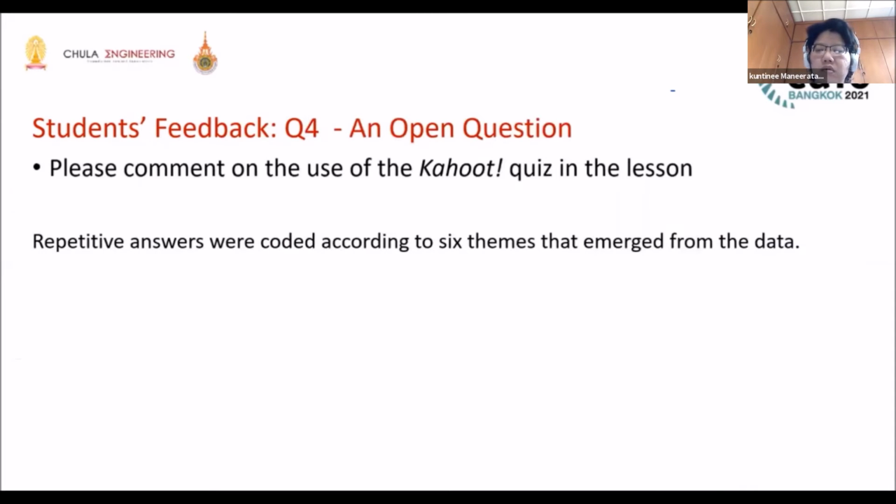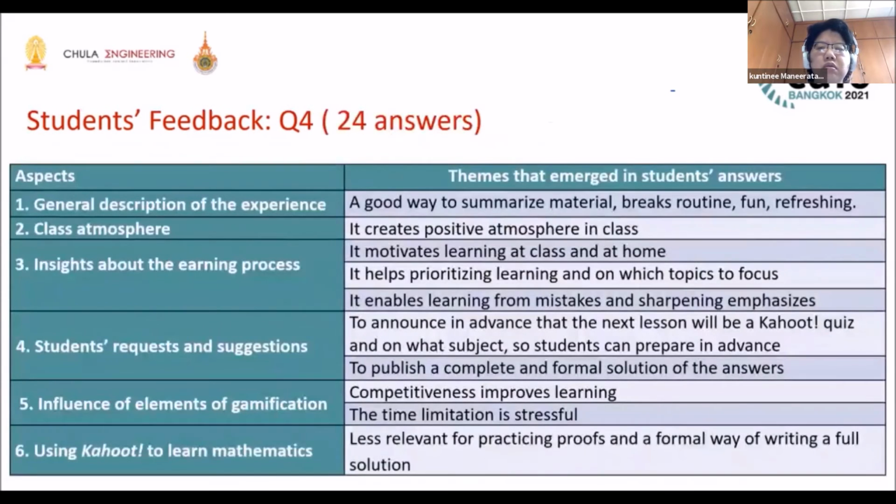We also asked an open question, in which we asked students to comment on the use of the Kahoot quiz in the lesson. 24 students answered the open question. The table presents our findings according to 6 different themes we defined. For example, students say that the use of Kahoot is a good way to summarize material, breaks routine, fun, refreshing. It creates a positive atmosphere in class. It motivates learning in class and at home. They also suggested improvements, such as to publish a complete and formal solution of the answers.